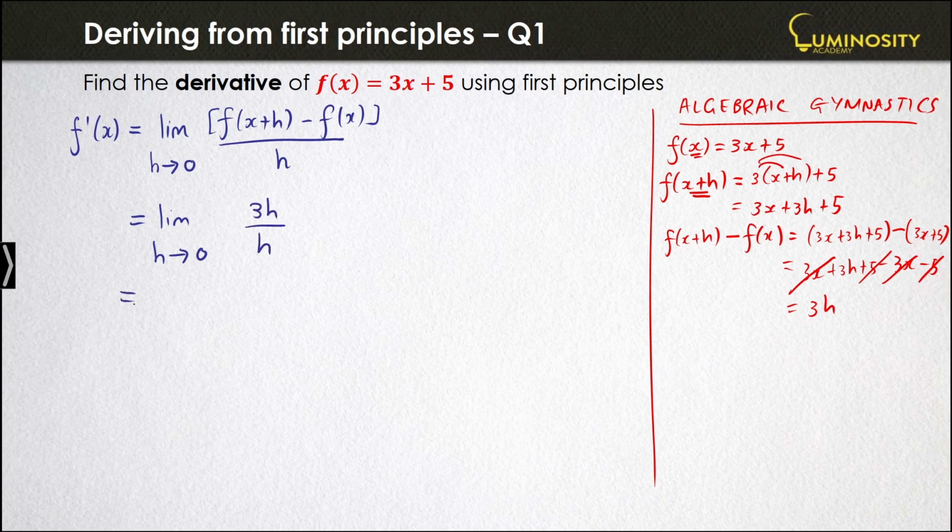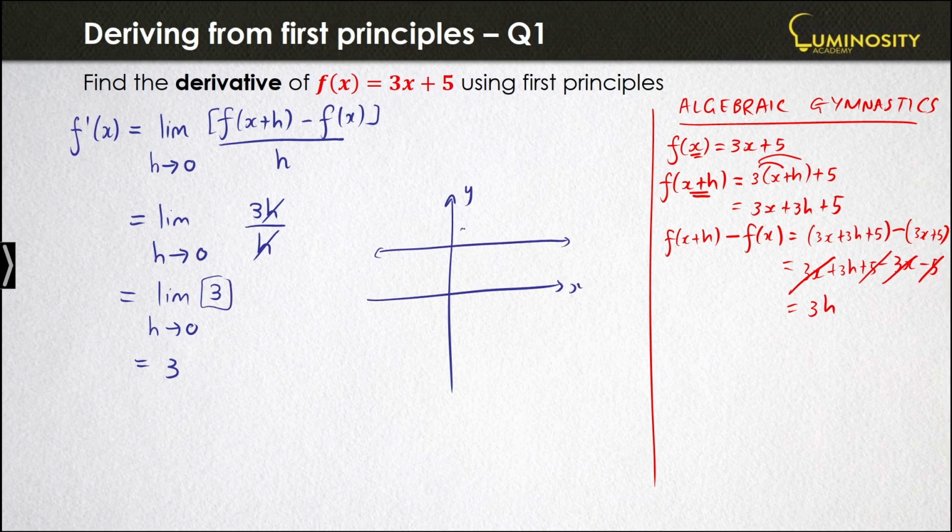Now 3h divided by h, the h's will cancel, and you're left with the limit as h approaches 0 of 3. So now we can apply the limits. Well, the limit of a constant is just that constant. It's 3. And we can visualize that. If you draw the function y equals 3, that's just this horizontal line here. As you approach 0 from both the left and the right, you're still approaching the y value of 3. So you only apply the limits at the very end, and then you drop the limit as h tends to 0.